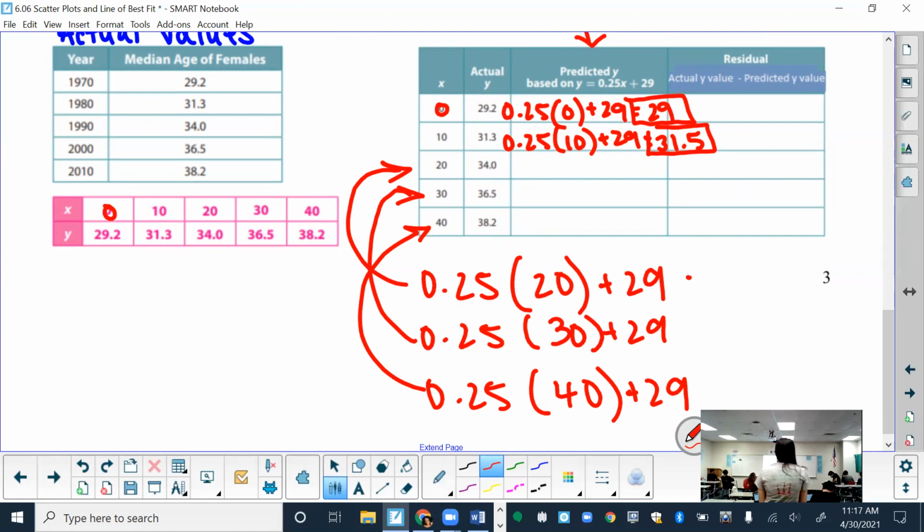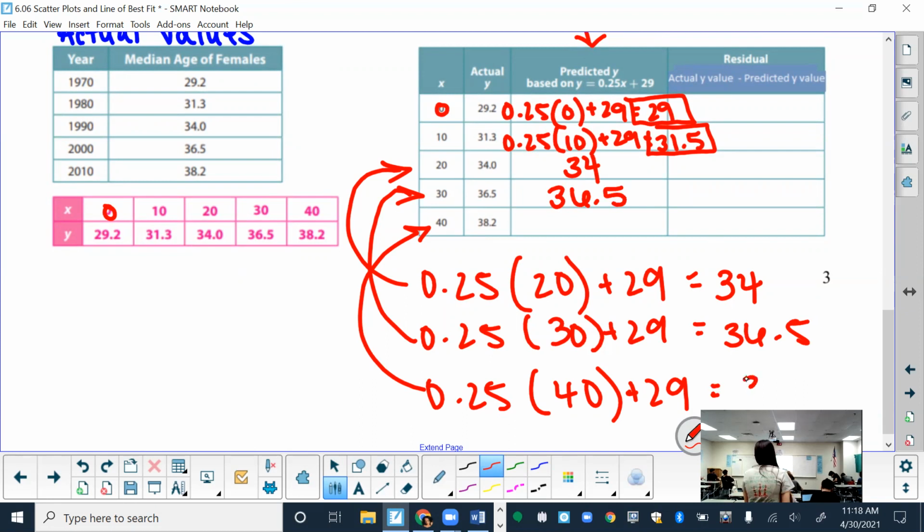What's this value? What's the predicted y when x is 20? 34. 34 exactly, good. What about when x is 30? 36.5, I got the same thing. And then when x is 40? 39. That is correct. Here's the work for how we found these boxes, just plugging in the x's. Good on that part? So predicted y's you get by plugging in x.